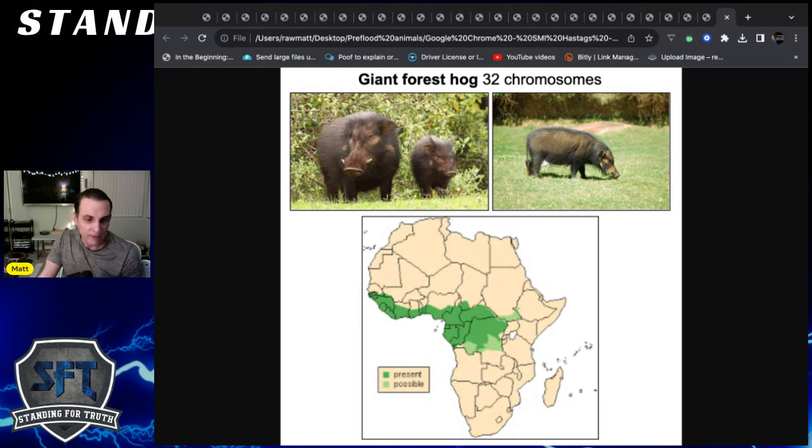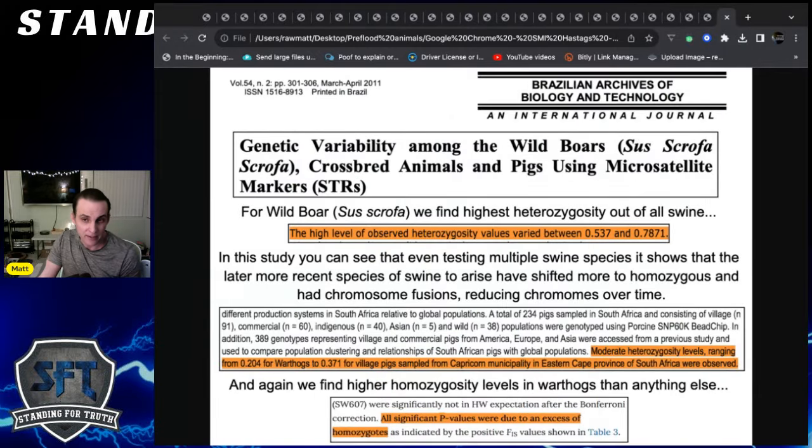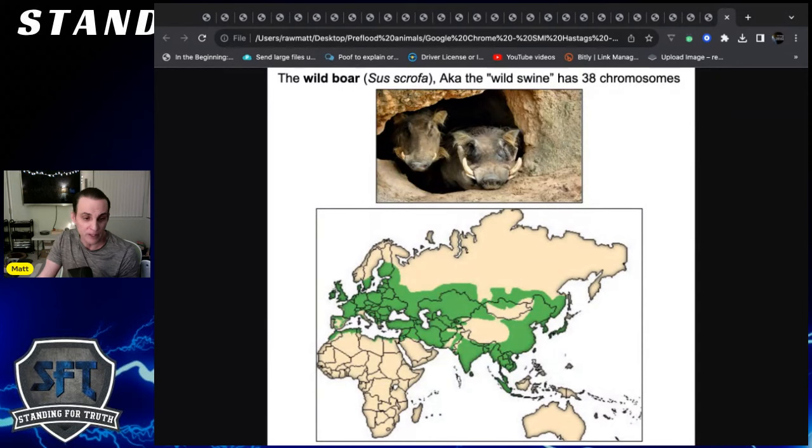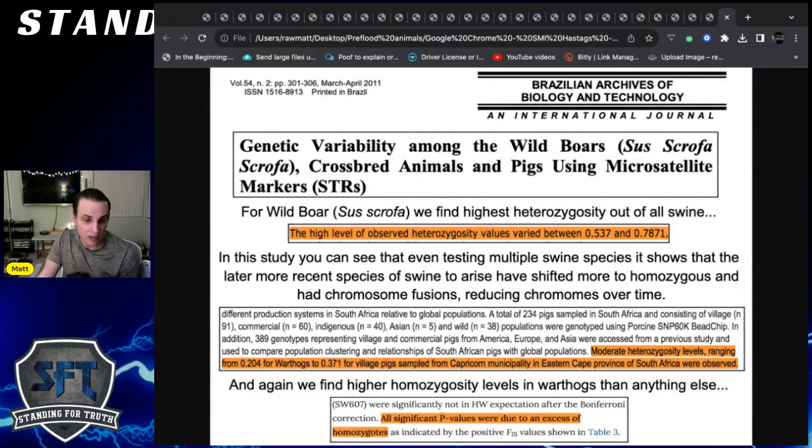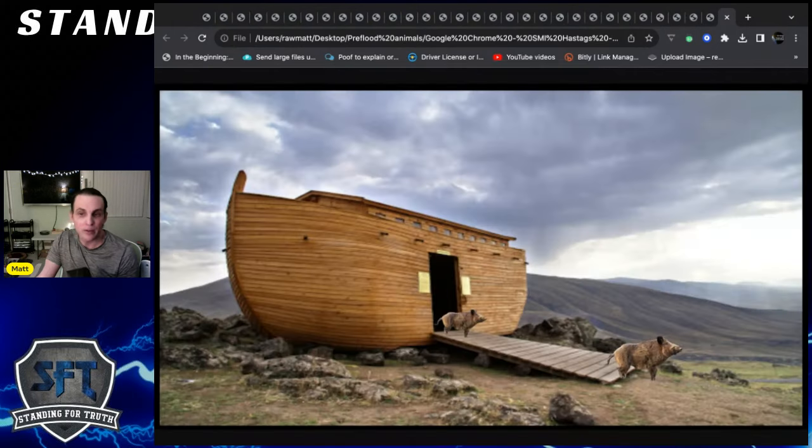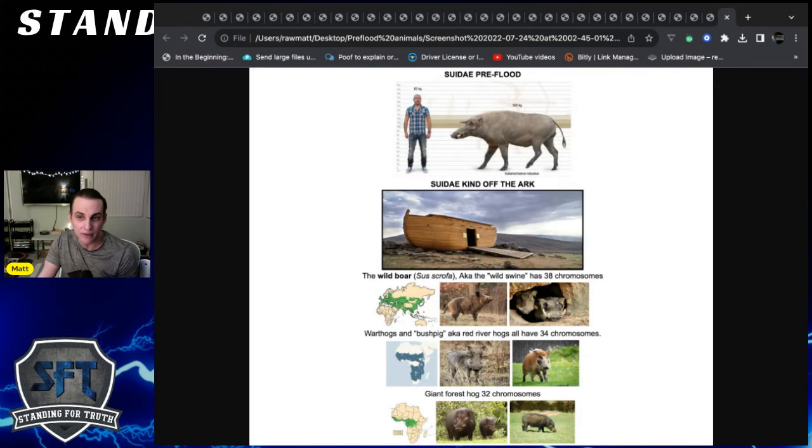So we find a very good pattern indicative of what we would expect to find as these pig species, boar, whatever you would like to call them, migrated around. And so we find that the highest level of observed heterozygosity falls with the first wild boar species. And over time, they lost and have become more homozygous, and they've had chromosome fusions. So the Ark Encounter most likely got it right, that they were probably wild boar that were on the ark and got off. And when we follow this pattern, we can see what we would expect to find based on migration patterns.